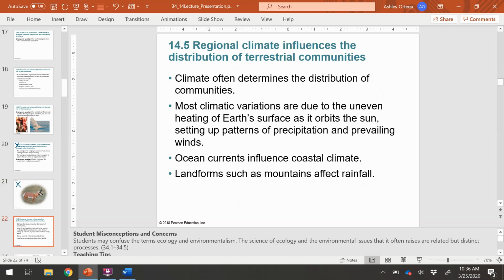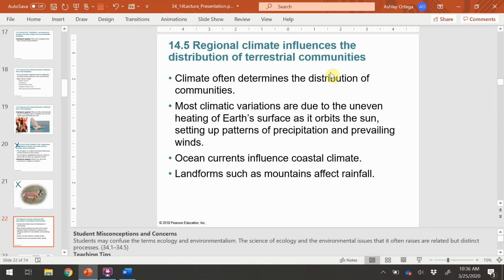Moving right on to the next section, we'll look at terrestrial communities and aquatic communities and how these variations contribute to different life on Earth. And so looking at these, you have to actually look at the overall principles of the Earth.